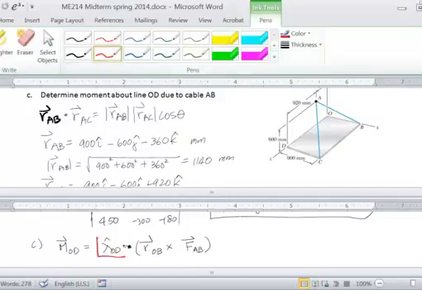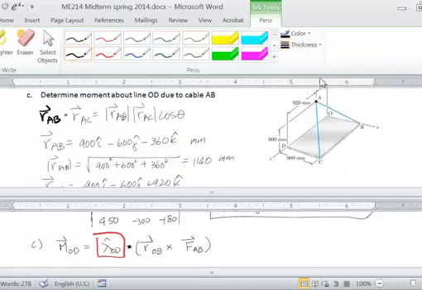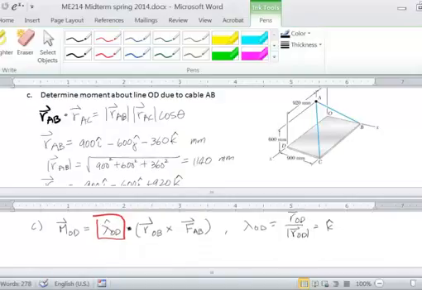Biggest problem you have? A lot of you, instead of using the unit vector, you use the position vector. Don't forget, this has to be the unit vector. If you go ahead and use the unit vector, you will discover what? What is OD? Lambda OD is equal to R OD divided by its magnitude. It is actually the k-axis.